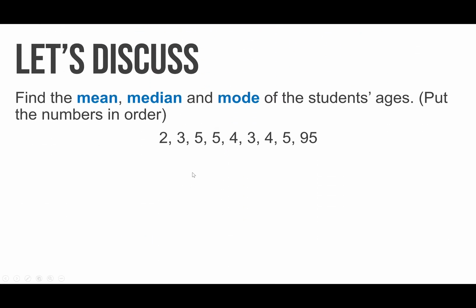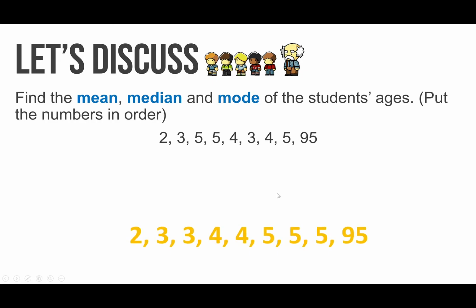But what happens if, oh my gosh, look at this. I go, hey, how old are you? Oh, I'm 2, I'm 3, I'm 5, I'm 5, I'm 4, I'm 3, I'm 4, I'm 5. I'm 95. You see this old dude right here? He does not belong there, right? This old man right there. Okay, let's see what happens if we were to find the mean, median, and mode.